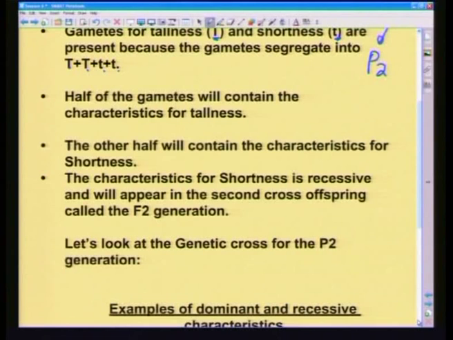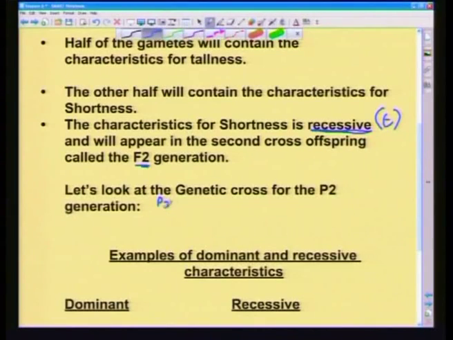The characteristic for shortness is recessive. Remember, it's recessive. That's why it's written with a little letter. It will appear in the second cross offspring, called the F2 generation. All right, people, let's look at the P2 generation. Here we are going to have heterozygous plants, because remember, these are the offspring from P1. So our F1 generation now becomes P2.